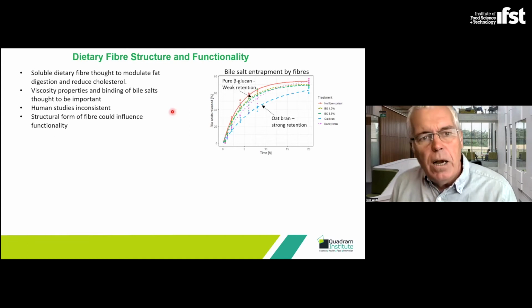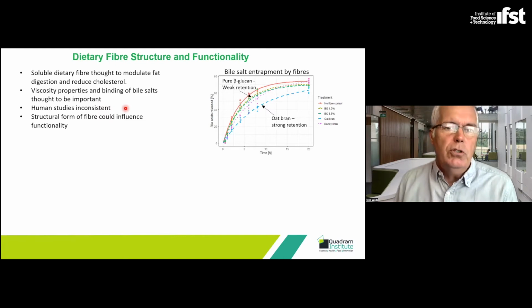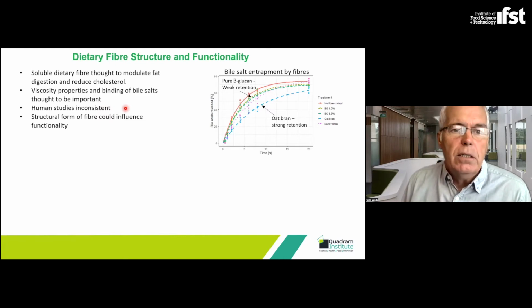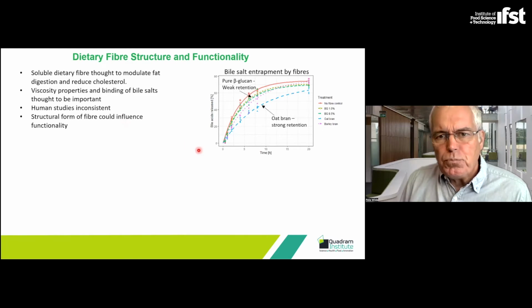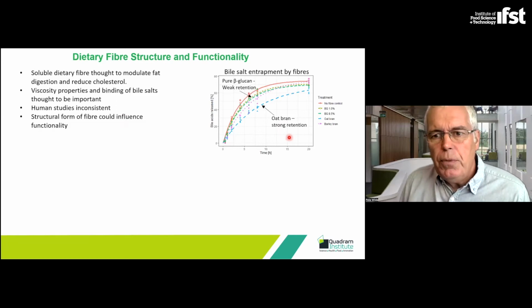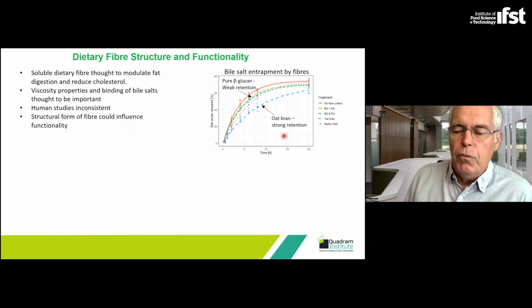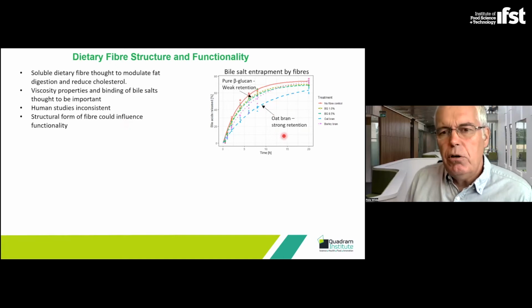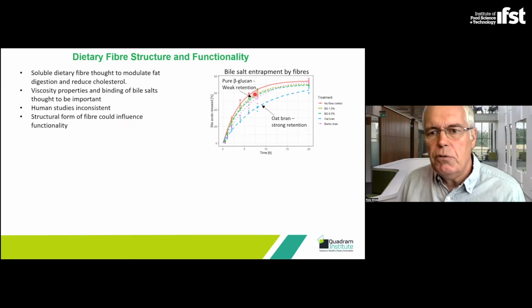But the matrix structure of the food that is fed during these human studies could influence that. And we find that, for example, beta-glucan, a well-known soluble fiber, if it's in the form of oat bran, which is a mixture of insoluble and soluble fiber material, a crude form of fiber, you get really good binding of bile salts, retention of bile salts. Whereas purified beta-glucan has a very weak interaction with the bile salts and no significant effect.